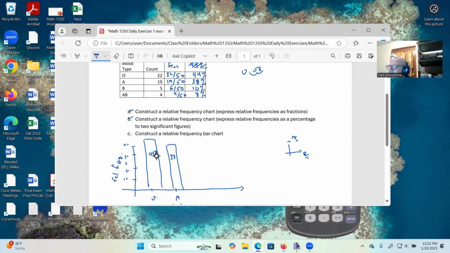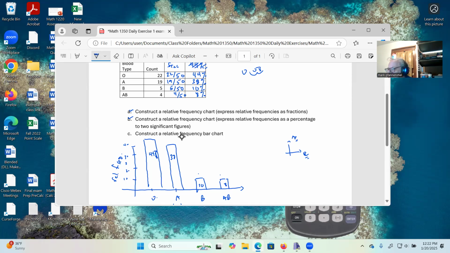Next one down is B, so we have our 10%. We'll say that's B, and then finally we have 8%, which is AB. Okay, I think this is pretty standard for the population blood types. So we'll go ahead and fill this out and we'll say 10 and we'll say 8%, okay, knowing that these are all percentages. Okay, you could also write them on top, just be consistent with what you're doing, and it's fine.